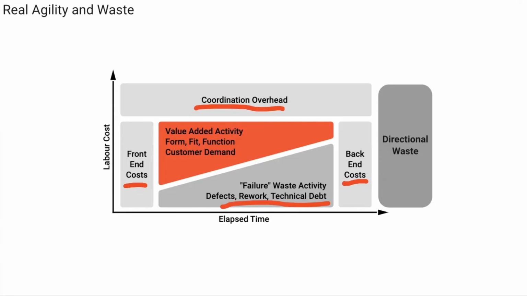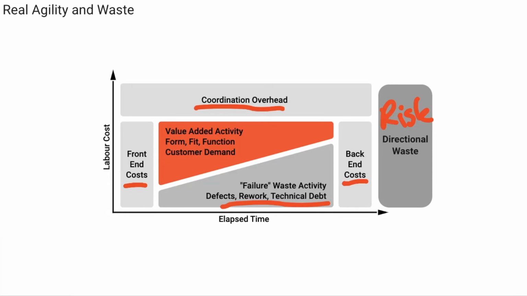But there's a fifth kind of waste that real agility helps to really mitigate. And it's really a kind of risk, actually. It's about the risk of going in the wrong direction, building the wrong thing, producing something that a customer doesn't want or doesn't care about.